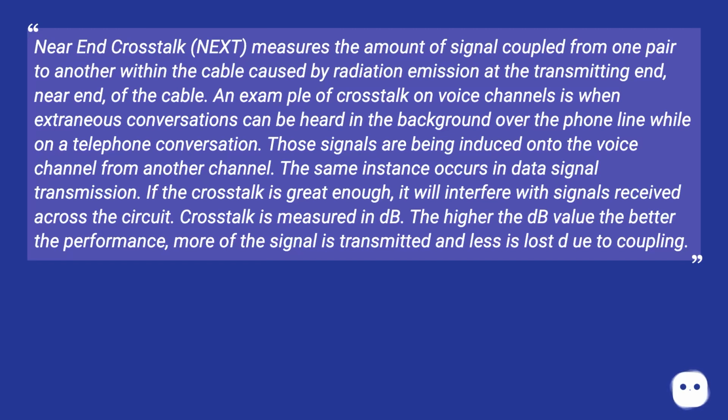Near-end crosstalk, next, measures the amount of signal coupled from one pair to another within the cable caused by radiation emission at the transmitting end, the near end, of the cable. An example of crosstalk on voice channels is when extraneous conversations can be heard in the background over the phone line while on a telephone conversation. Those signals are being induced onto the voice channel from another channel. The same instance occurs in data signal transmission. If the crosstalk is great enough, it will interfere with signals received across the circuit. Crosstalk is measured in dB. The higher the dB value, the better the performance, as more of the signal is transmitted and less is lost due to coupling.